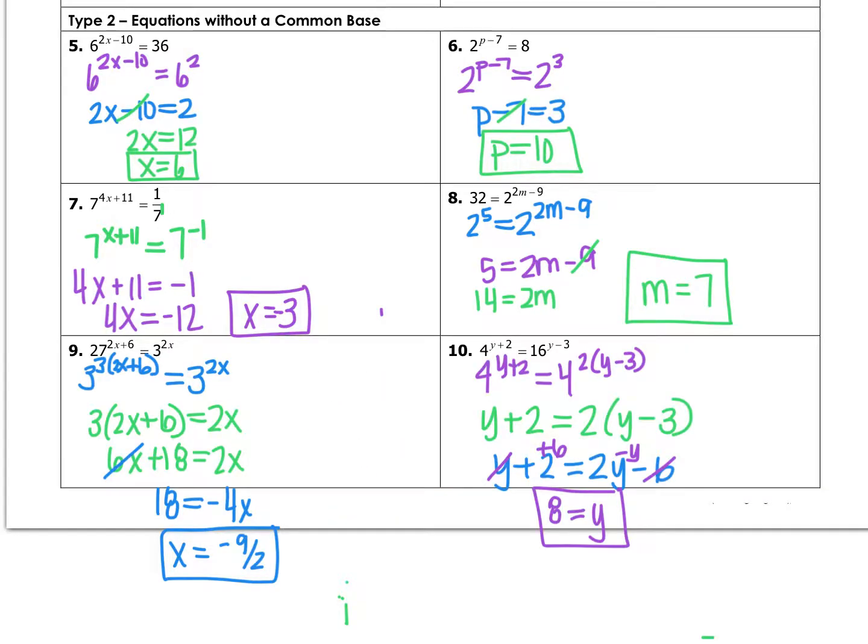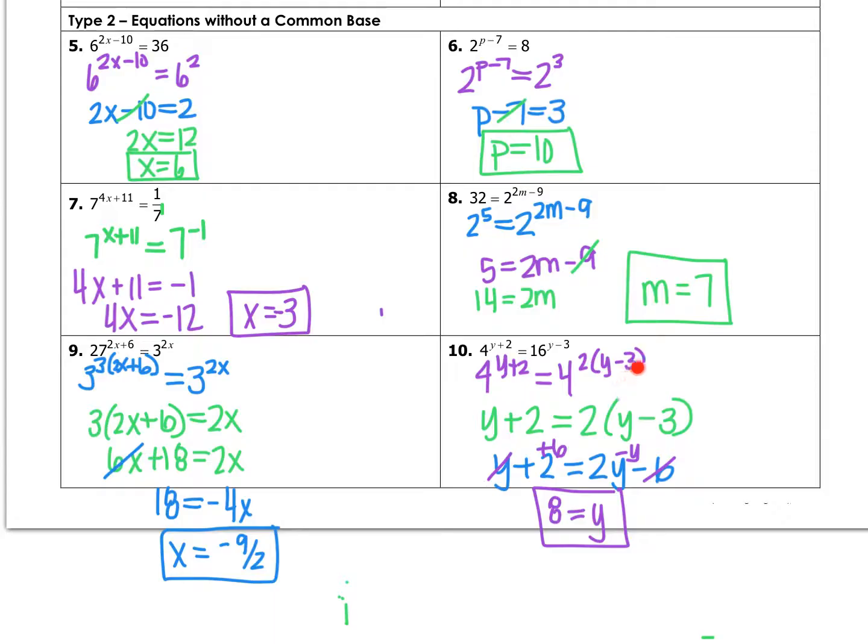All right, hopefully you were able to find out that y equals 8. If you got that, you can go ahead and skip to the end of the video. If you didn't, then I will explain it right now. So when I look at this, I need a common base, and so I have 4, and I see that 16 could be written as 4 squared.